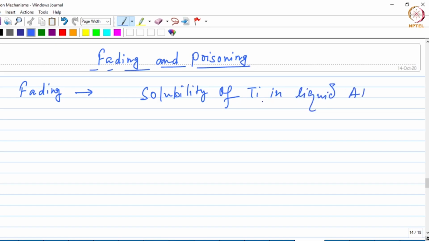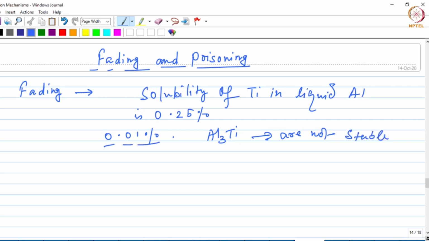Solubility of titanium in liquid aluminium is 0.25%, right? Whereas it is added in a very minor quantity, which is only 0.01%, right? And therefore, the Al3Ti particles that you have in the melt are not stable when you have titanium in such a low concentration, okay?